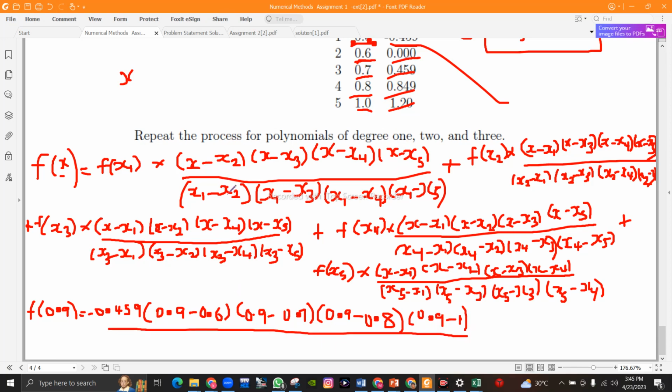x1 minus x2. What's x1? x1 is 0.5. That's 0.5, x1 minus x2. 0.5 minus 0.6, which is, let me just solve it like that. Okay, the next one, I'll just be solving it like that. 0.5 minus 0.6, close brackets. Then x3 minus x2. x3 is what? 0.7. No, x1 minus x3. That's 0.5 minus x3, which is 0.7.